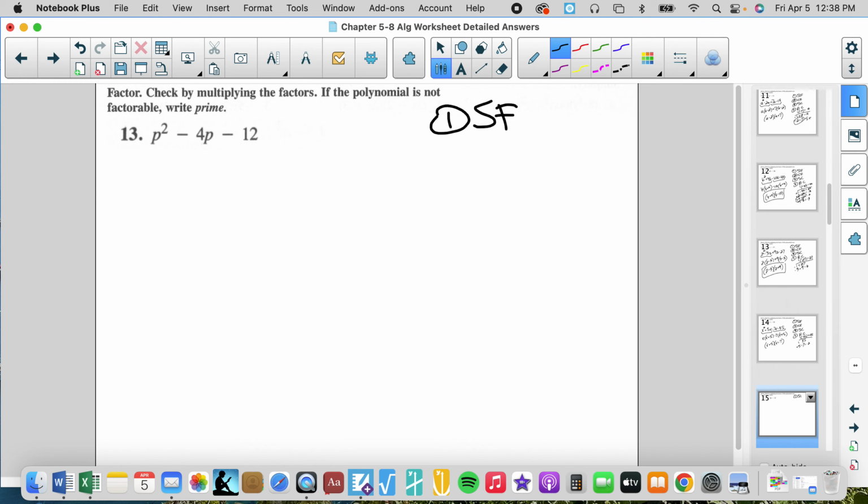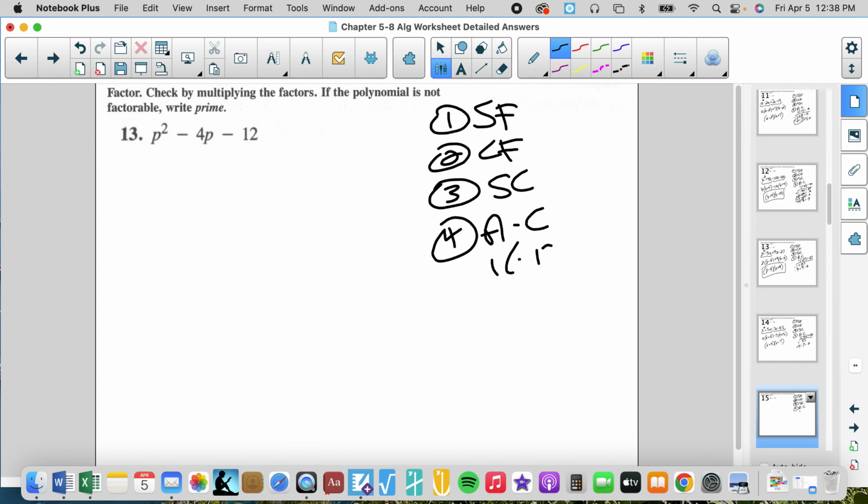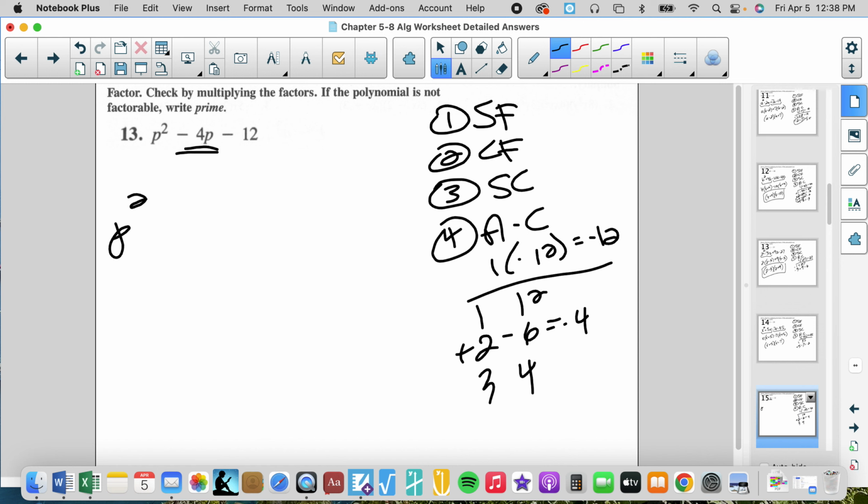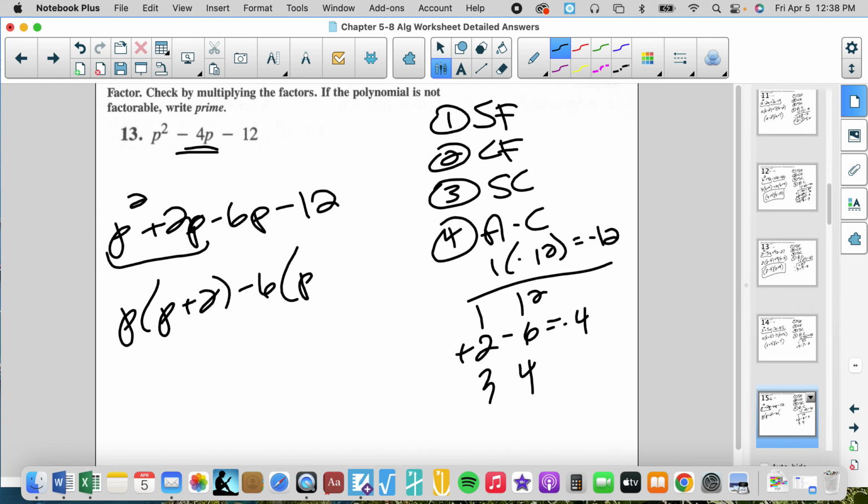Standard form, common factor, special case, A times C. 1 and 12, 2 and 6, 3 and 4. Signs are different. That's going to give me my negative 4. So p squared plus 2p minus 6p minus 12. Factor out a p, p plus 2. Factor out a 6, p plus 2. p plus 2, p minus 6.